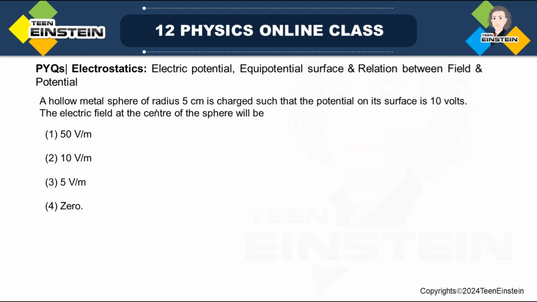Now, a hollow metal sphere of radius 5 cm is charged such that the potential on the surface is 10 volt. The electric field at the center of the sphere will be? See the question: the hollow metal sphere has radius 5 cm, it's charged such that the potential on its surface is given. What is the electric field at the center? Whenever there is a hollow spherical shell or hollow metal sphere, there is no charge inside, so there will be no electric field inside. In this case also, the electric field at the center of the sphere will be zero only.